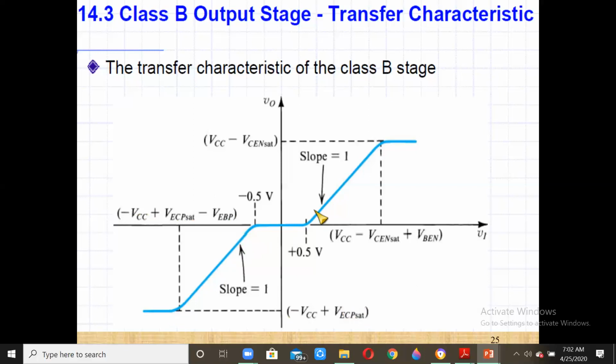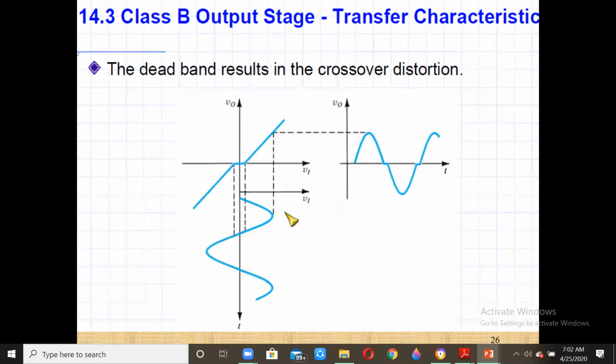So QN conducts during this portion, QP conducts during this portion. If you put the input waveform here and the characteristic here, we get the output waveform here. Because of the dead band, we get these two portions over here where both the transistors will not be conducting. During this portion QN conducts, during this portion QP conducts, and during the small portion here, none of the two conduct.